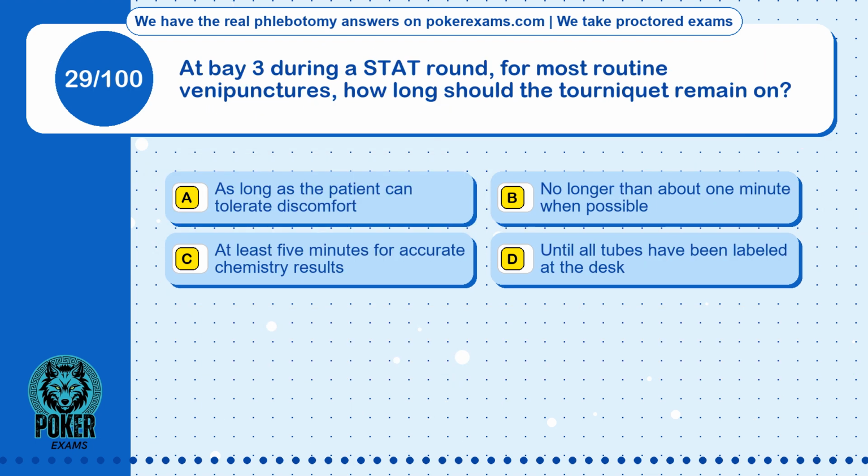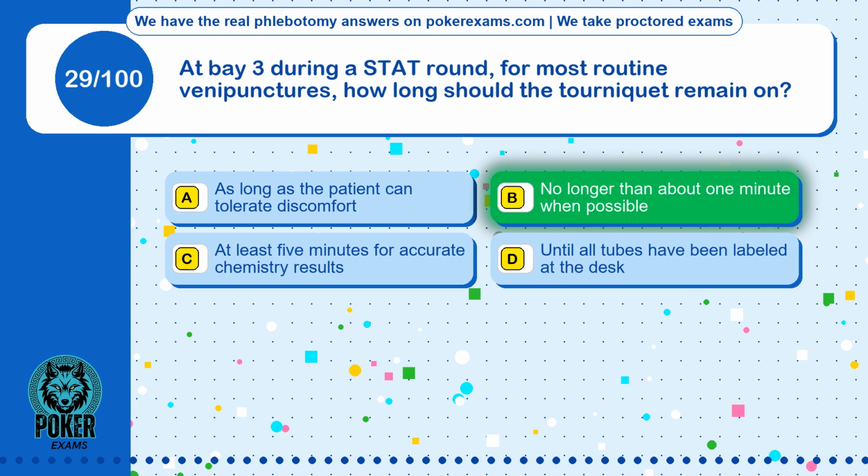Question 29. At Bay 3 during a stat round, for most routine venipunctures, how long should the tourniquet remain on? Option A: as long as the patient can tolerate discomfort. Option B: no longer than about 1 minute when possible. Option C: at least 5 minutes for accurate chemistry results. Option D: until all tubes have been labeled at the desk.